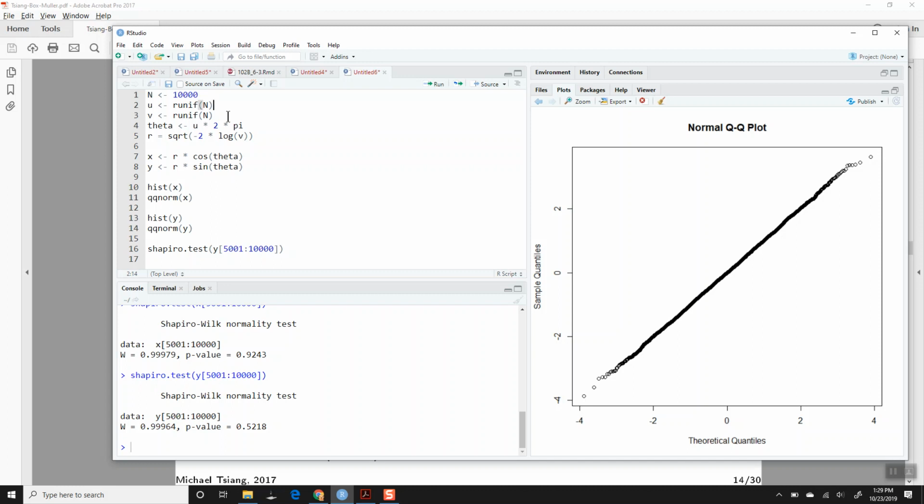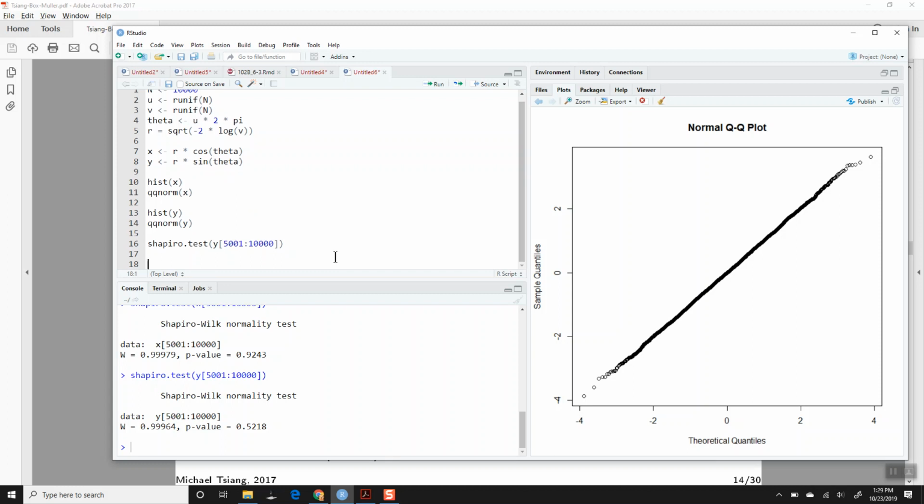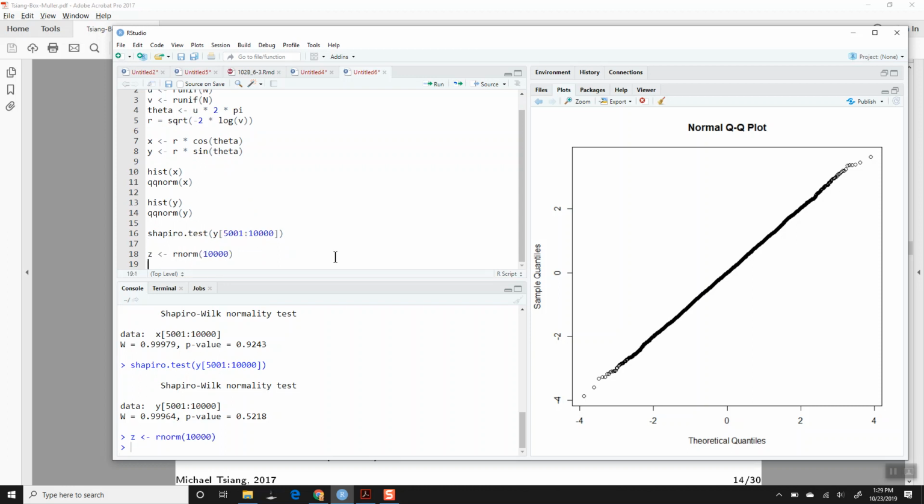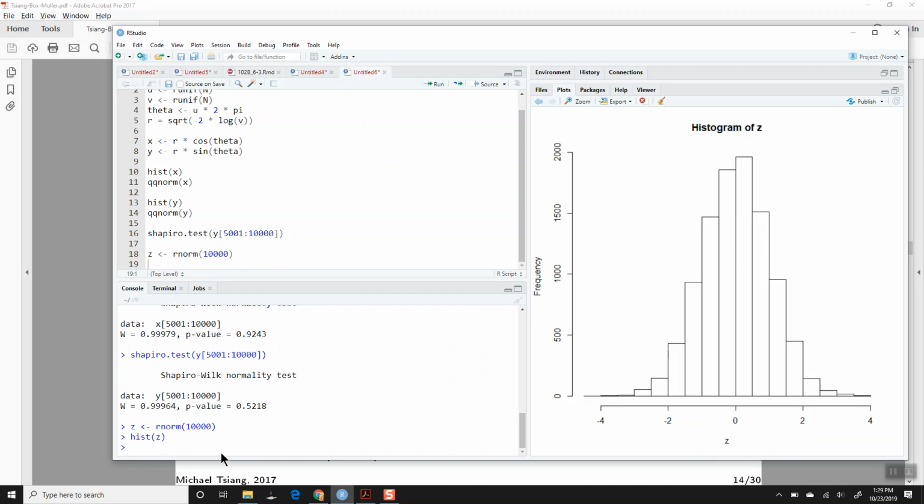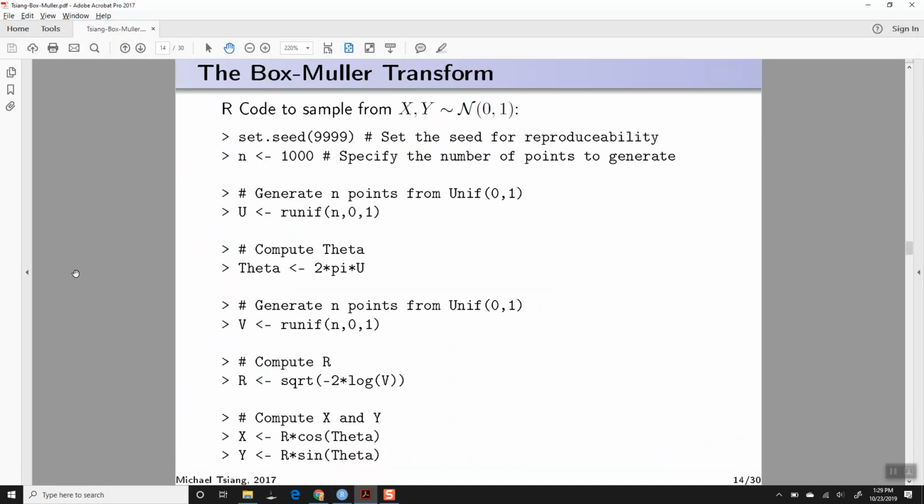And unfortunately, we don't even use it. When we do rnorm to generate 1,000 values here and make a histogram of z, the rnorm here uses the inverse CDF, and it just uses an approximation of the CDF of R.